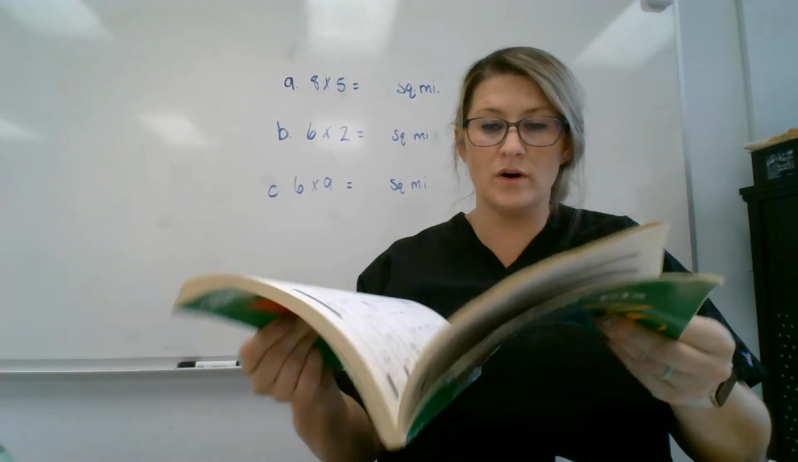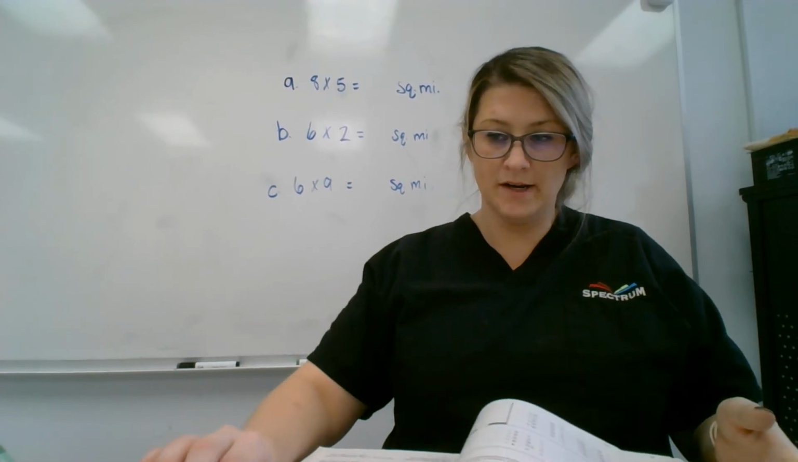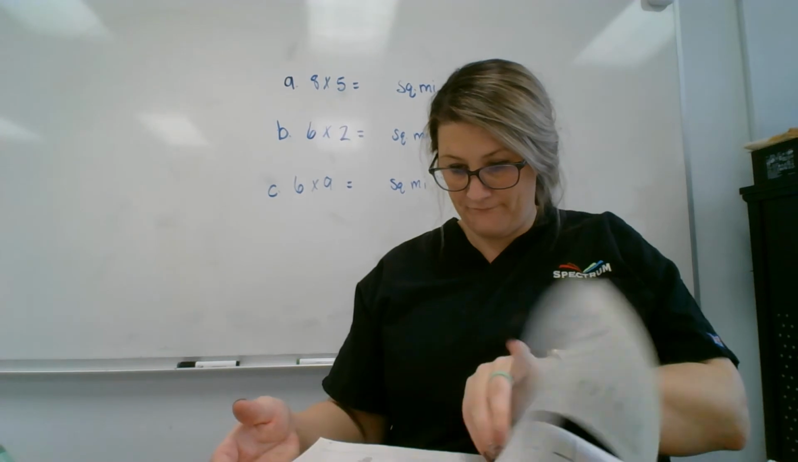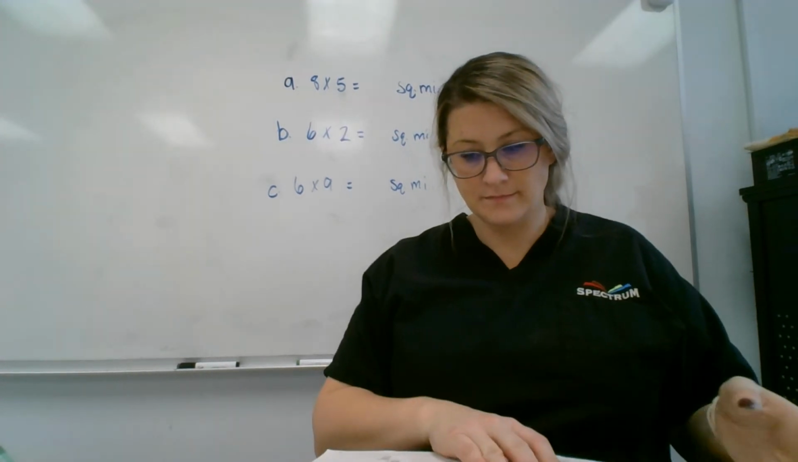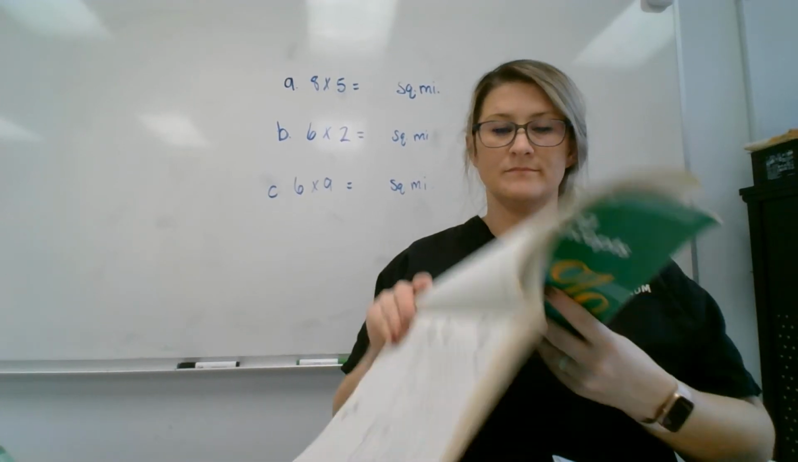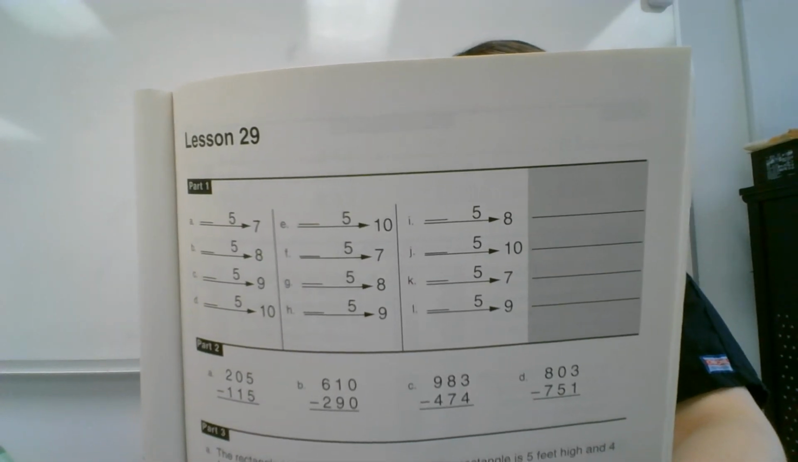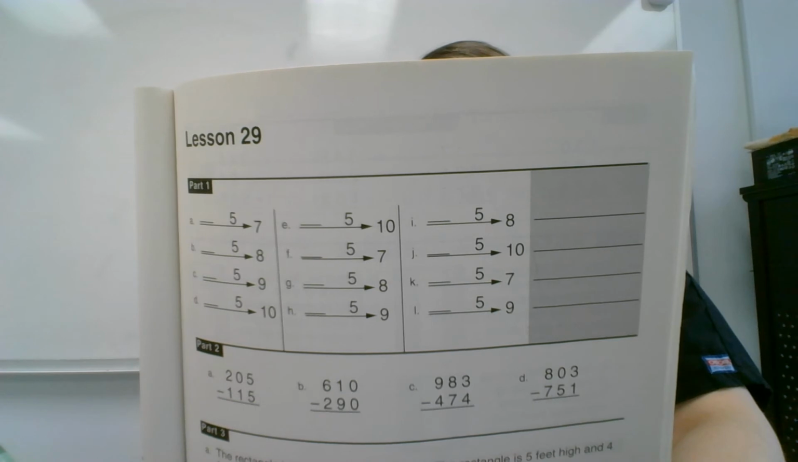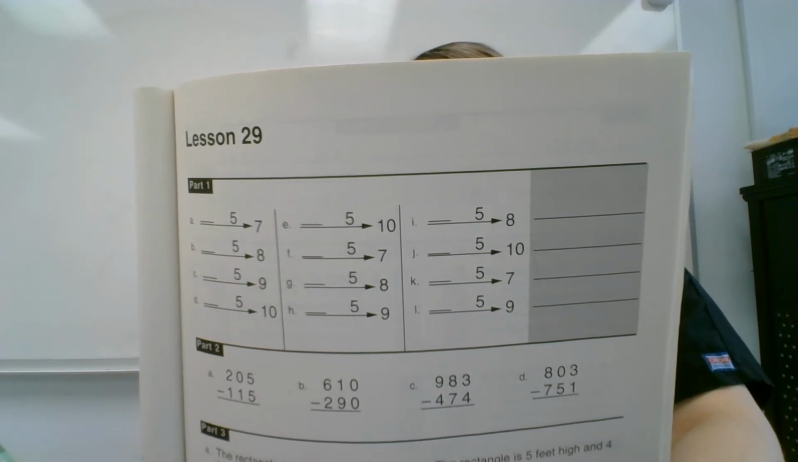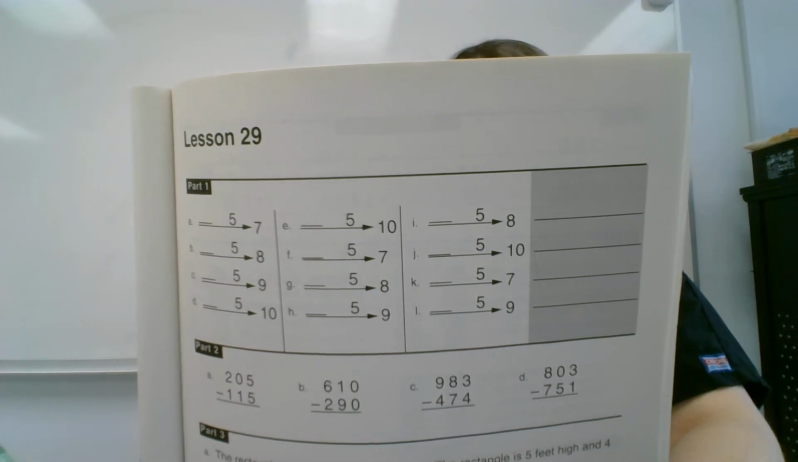Next will be in your workbook. We're on the workbook page for lesson 29. Okay, part 1 in your workbook, these are number families that have a small number of 5. The first small number is missing. The families in the first column are in order. They are in a different order in the other columns. Your turn. Write in the missing number for each family.